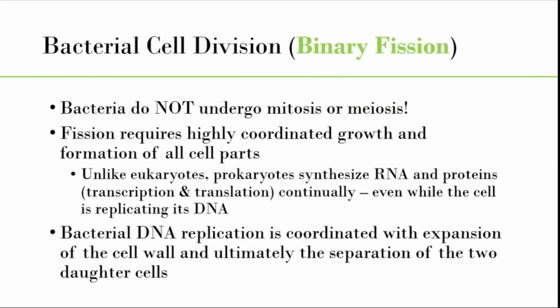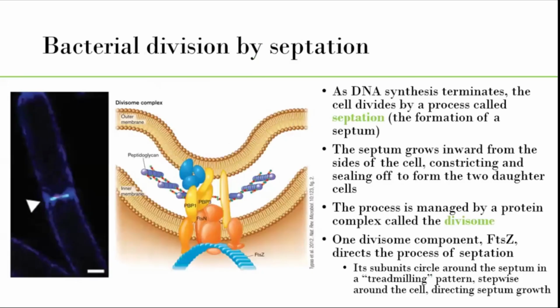Bacteria do not do mitosis or meiosis. They undergo what we call binary fission or septation. Meiosis they don't do because they don't reproduce sexually. They just kind of divide. So this is a result of highly coordinated efforts in the cell. Their cell division and their DNA replication have to be perfectly in time in order for this to happen properly. So it's going to happen while the cell is actively replicating its DNA. It's really cool. So let's talk about it with some pictures here. So we divide these bacteria by septation.